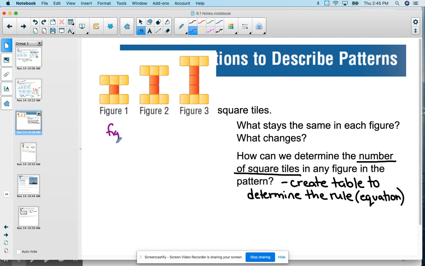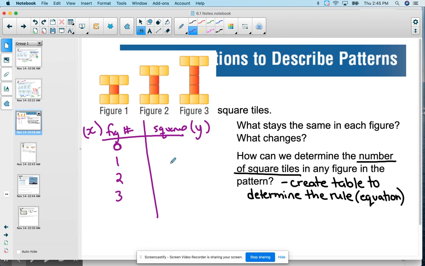Okay, so, figure number. And we're dealing with squares again. So this is x, this is y. Figure 1, 2, 3, knowing I have to find figure 0. In figure 1, I have 6 squares. In figure 2, I have 7 squares.